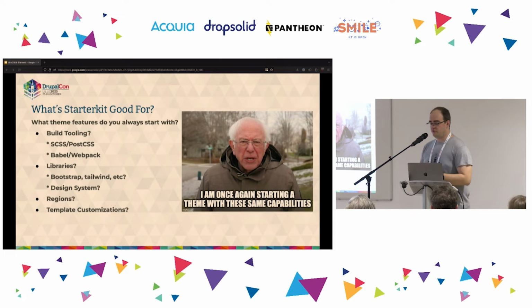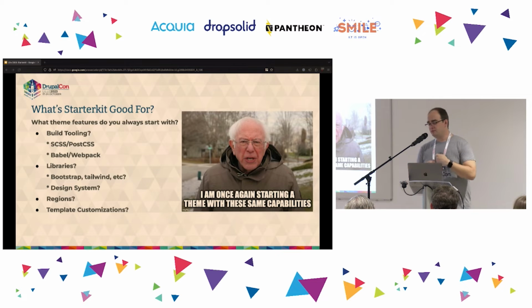So what's StarterKit good for? What features do you always put in your themes? If you're starting from scratch, if you're doing a base theme, if you're doing your advanced copy and paste, think right now, what features do you always start with? Do you always use the same build tooling? Are you always doing the same Sass setup, the same post-CSS setup, Babel, Webpack, any of those? Do you bring in the same libraries? Do you have some upstream third-party dependency that you always depend on? Do you have a design system that you need to pull in and inherit from?